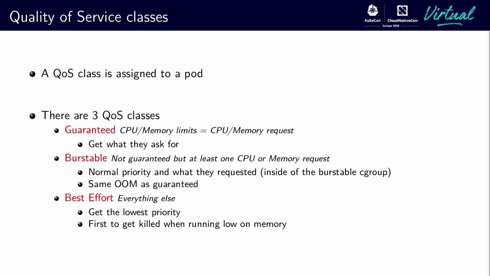If each container in the pod has both limits and requests set, and they are equal, then it gets what it asks for, and so it gets assigned the guaranteed QoS class. If it's not guaranteed, but there is at least one limit set, the pod is assigned the burstable QoS class. Everything else that is neither guaranteed nor burstable is best effort.